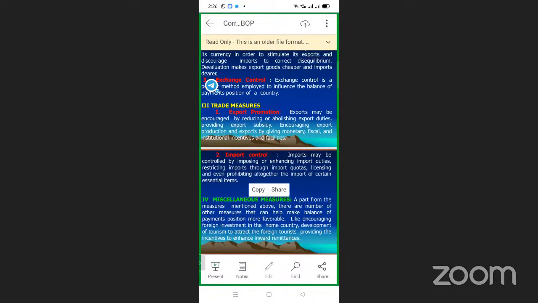So these are the measures to correct the imbalances or disequilibrium in the balance of payments. So friends, today we have discussed the balance of payments and the causes for the disequilibrium in the balance of payments and the difference between balance of payments and balance of trade, various kinds of disequilibrium in the balance of payments, and the corrective measures for the disequilibrium in balance of payments.